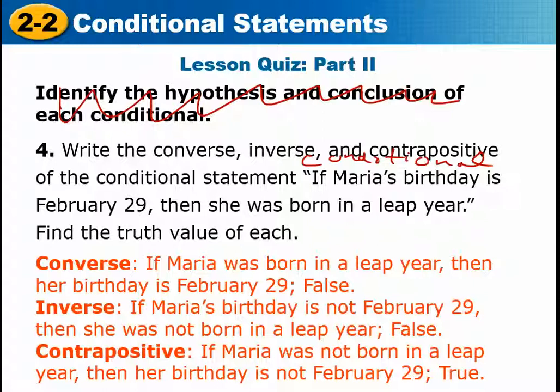And the contrapositive, you flip-flop both the hypothesis and the conclusion and add the word not. If Maria was not born in a leap year, then her birthday is not February 29th. That's true because the only time you have February 29th is during a leap year.